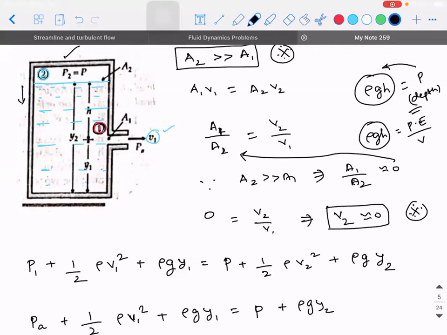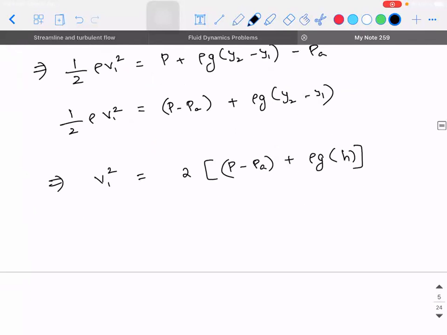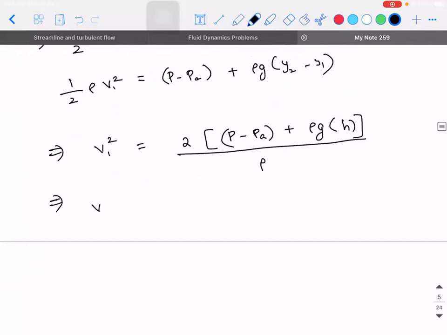H, sir. It is H. So H, you have another row here. The whole divided by rho. Correct? So V1 will be equal to square root of 2 into P minus PA plus rho GH, the whole divided by rho.